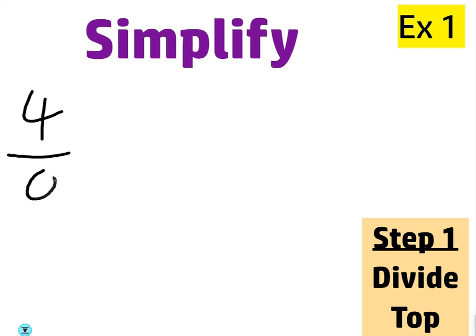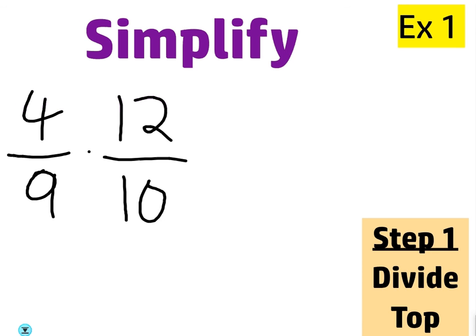over 9 times 12 over 10. Okay, this one's different, guys, because it doesn't divide evenly. All right, so we could actually call this cross-reducing, right? Cross-reducing. This is a little bit trickier.